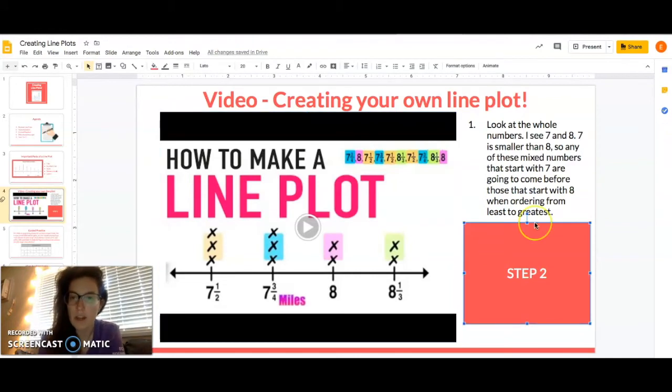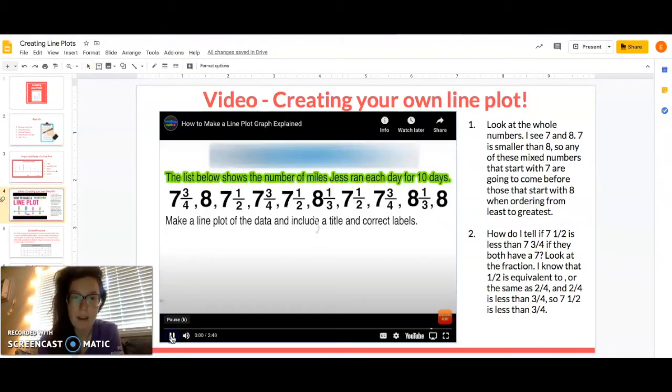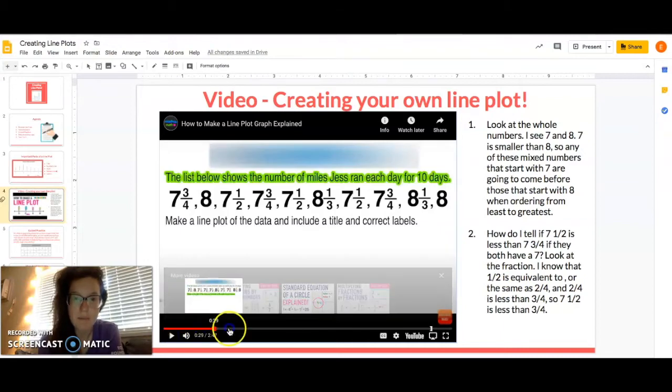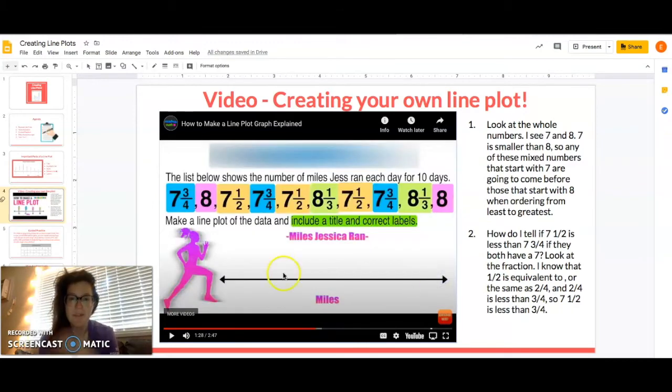Then for step 2, I'm not done yet because I still have to consider the fraction. So let me pull this back up here. I think my iPad thinks that I'm talking to it.